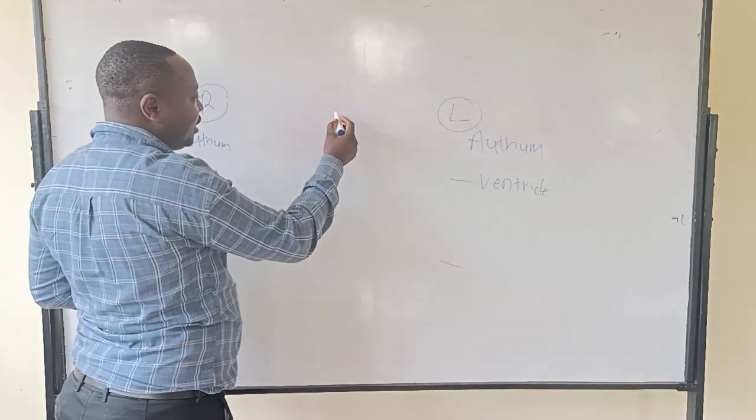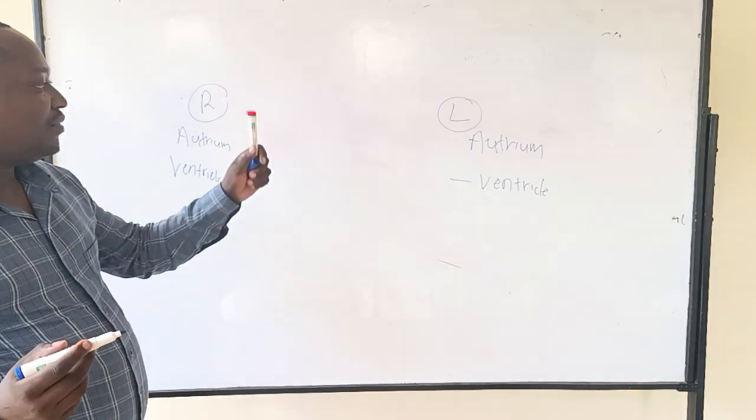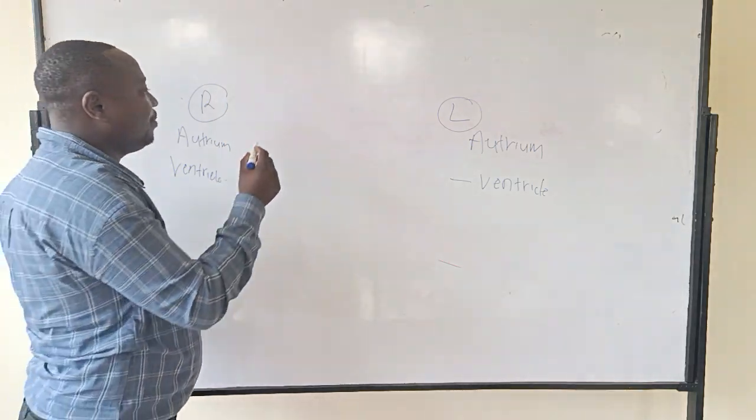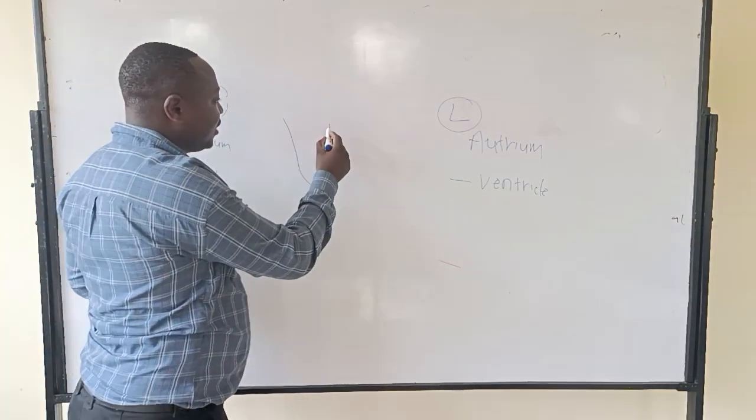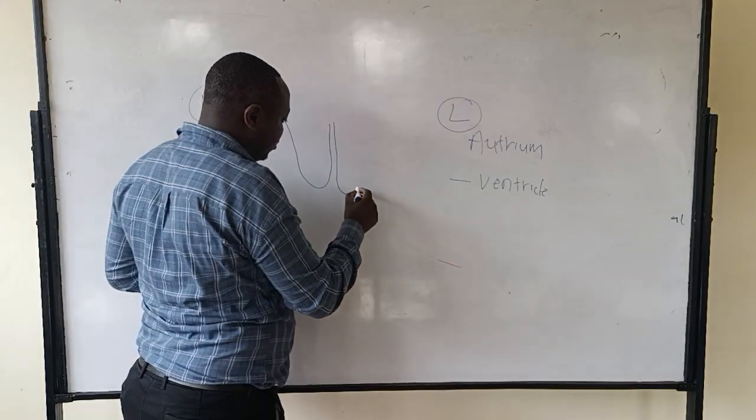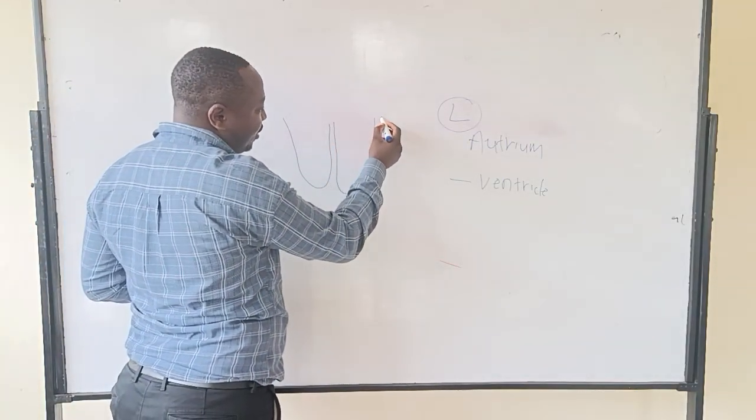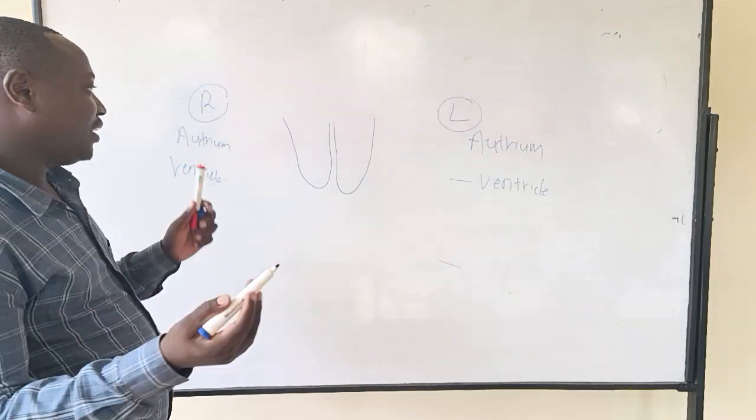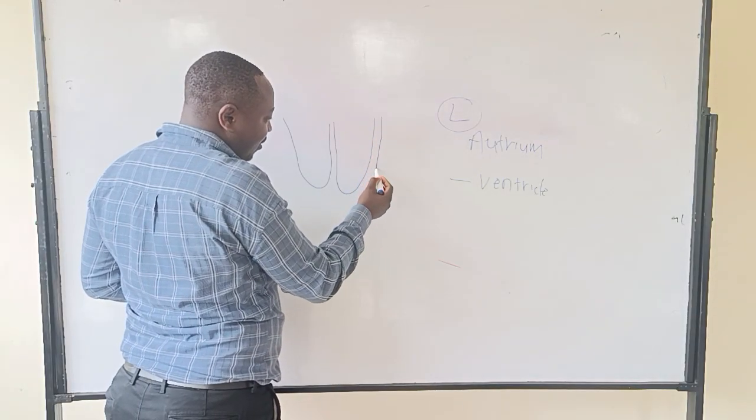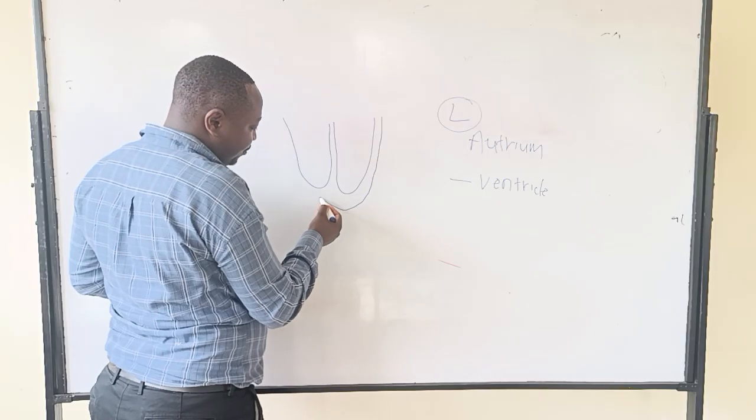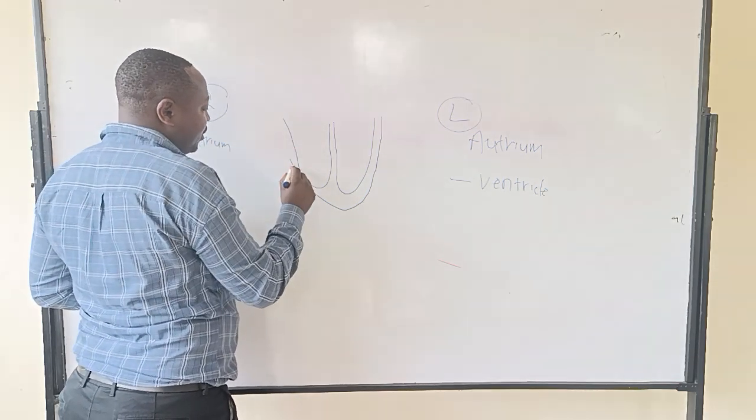So now we can start by drawing, so that we can see where the left atrium is and where the ventricle is. It's not a perfect diagram, but it will assist us to learn about the various structures that we have. As we always know, the left side of the heart is usually a bit thick, so this is how our heart will look.